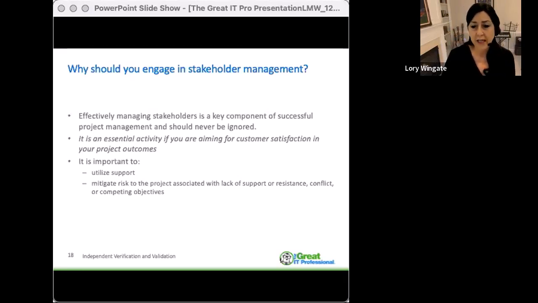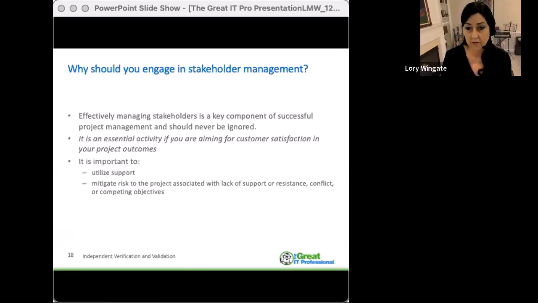And why should you engage in this process? Effectively managing customers and stakeholders is a key component of successful project management, and it really can't be ignored, or it's ignored at your peril. It is an essential activity if you are aiming for customer satisfaction in your project outcomes. It's important to utilize support and mitigate risk to the project associated with lack of support or resistance, conflict, or competing objectives.